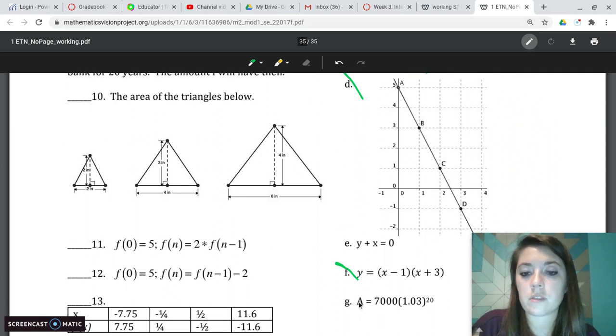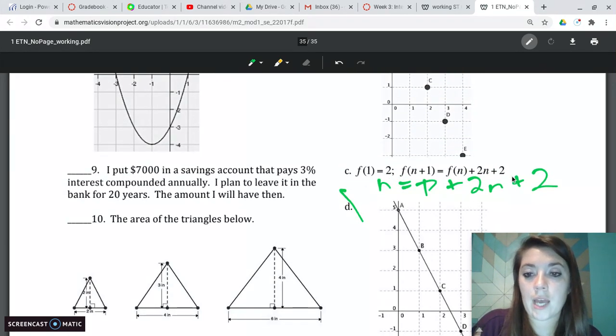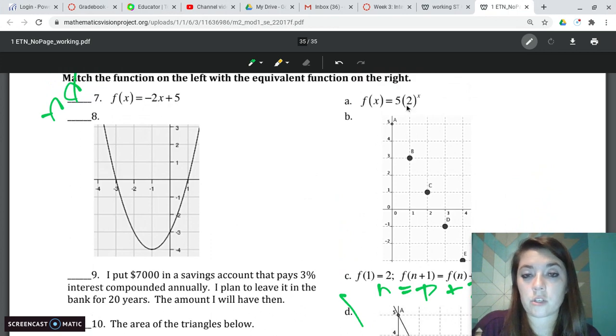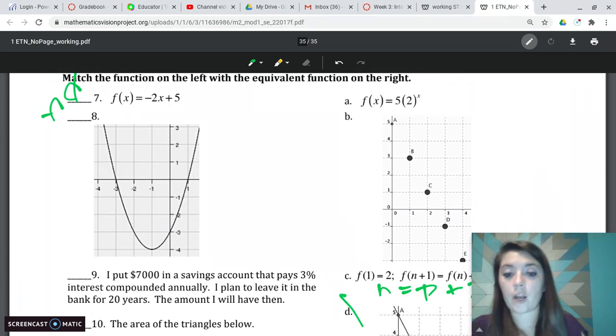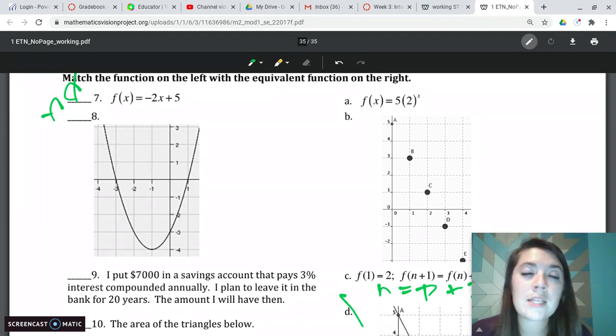So this is an exponential, linear, quadratic, linear, exponential. So just a little help there on knowing what those represent. All right, your keyword, remember, is distinguish.